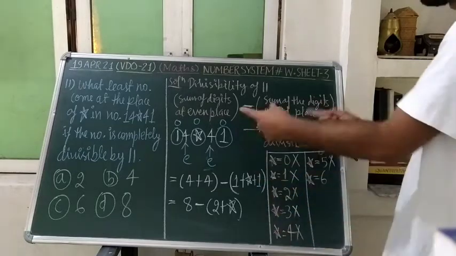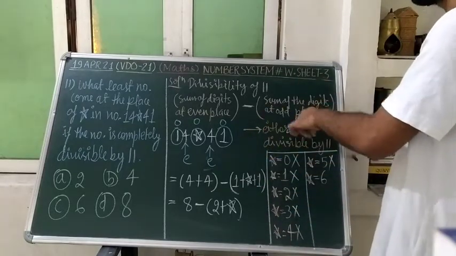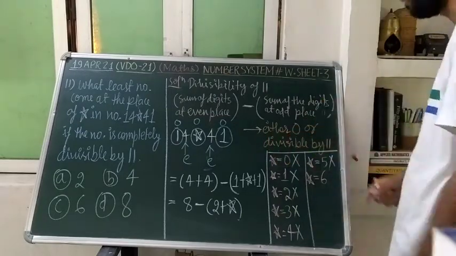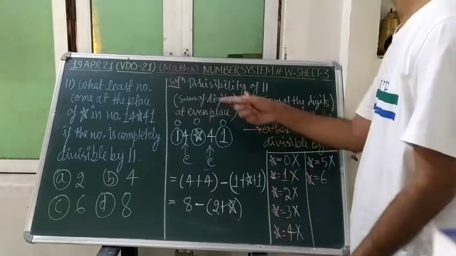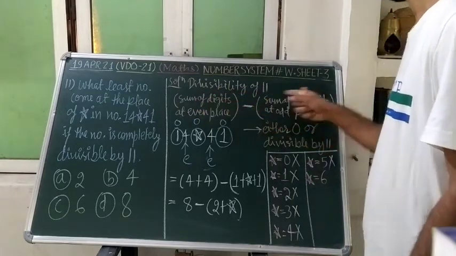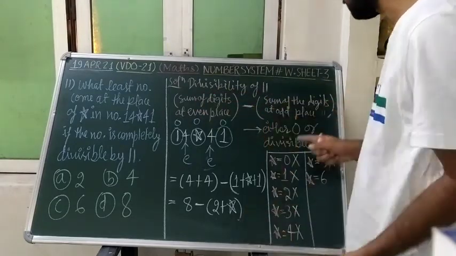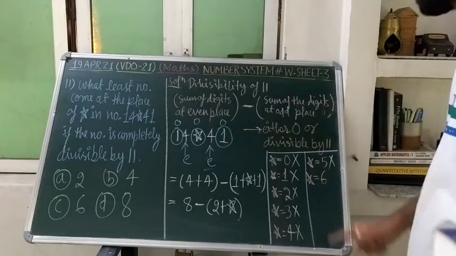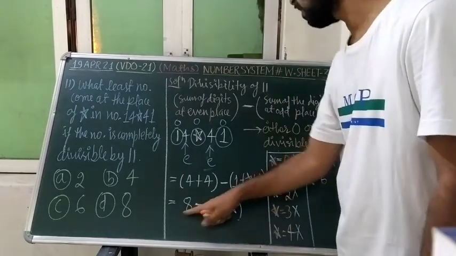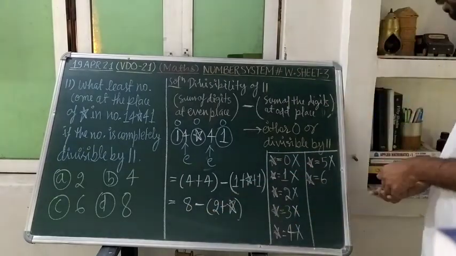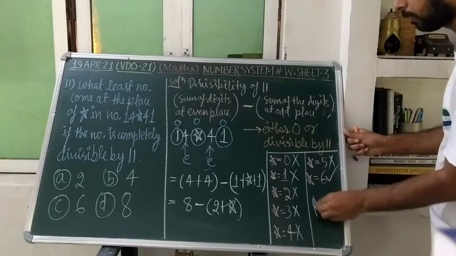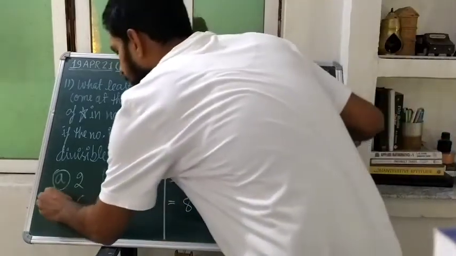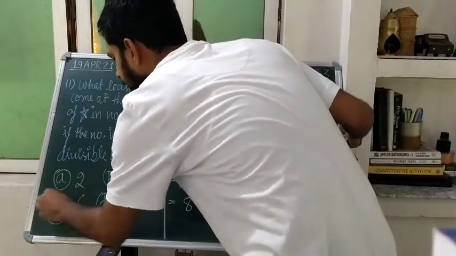So if the difference of the sum of the digits at even places and the sum of the digits at odd places is either equal to 0 or divisible by 11, then that number will be divisible by 11. And we are looking that by putting 6 it is coming equal to 0, so we will select 6 as our answer. Answer will be 6. So this C will be your answer.